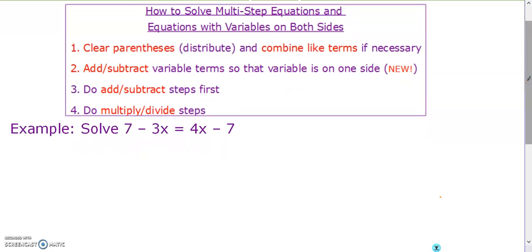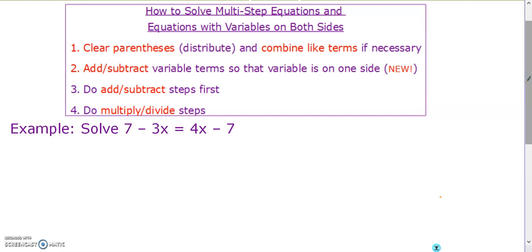First thing we want to do is definitely clear your parentheses, which means distribute, and combine like terms. Now remember, you can only combine like terms that are on the same side of the equal sign. Once you've done that, our next step, and this part's new, we're going to add and subtract our variable terms so that our variable is all on one side. Then we do our add, subtract, multiply, divide.